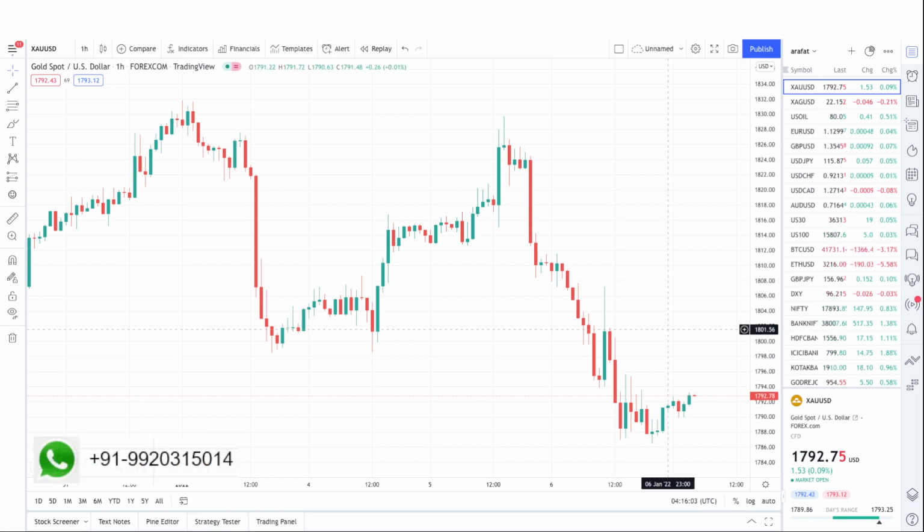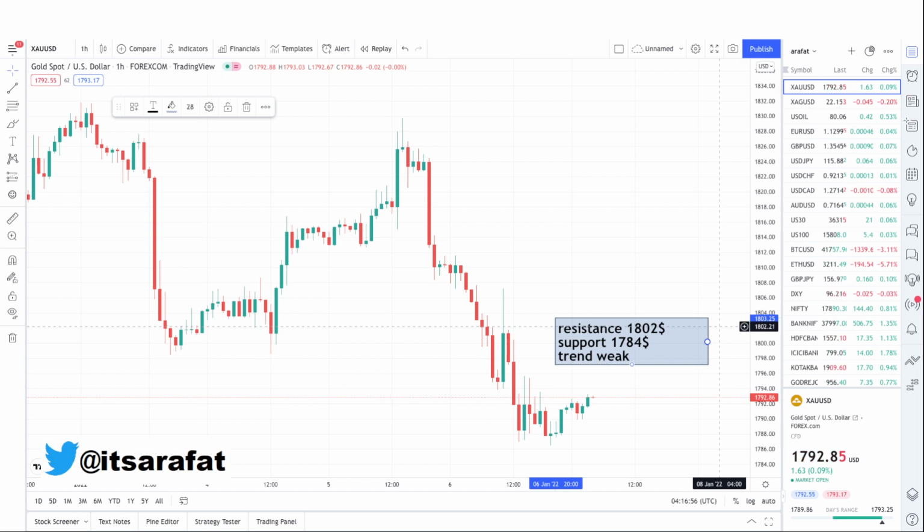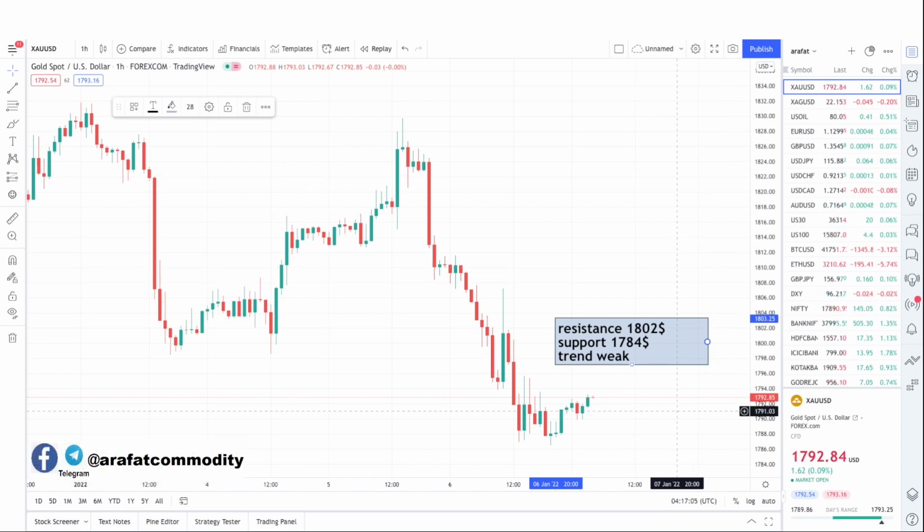Now gold is trading at 1792.93. Let's have a look at resistance and support for today. 1802 is the resistance in the gold price today. If gold breaks and sustains above this resistance, then expect 1810 and 1820. These levels are valid till the unemployment rate and non-farm payroll numbers. These will be invalid after the data. I will be changing the levels after the data.